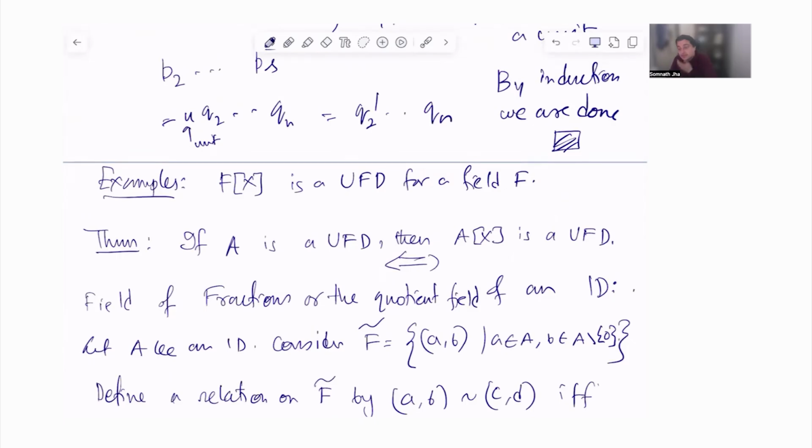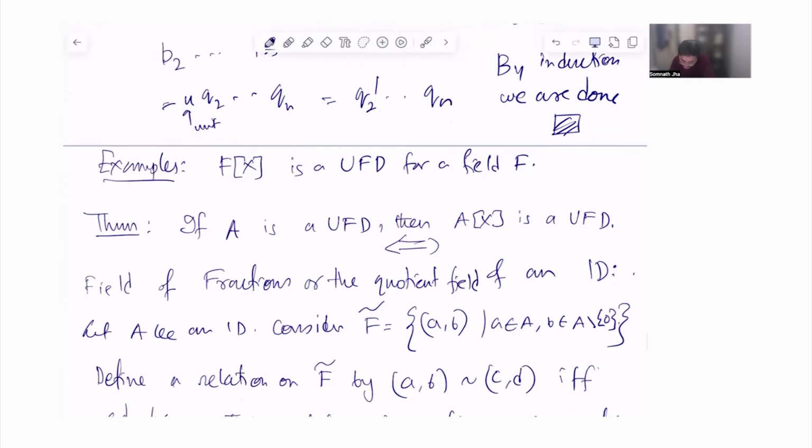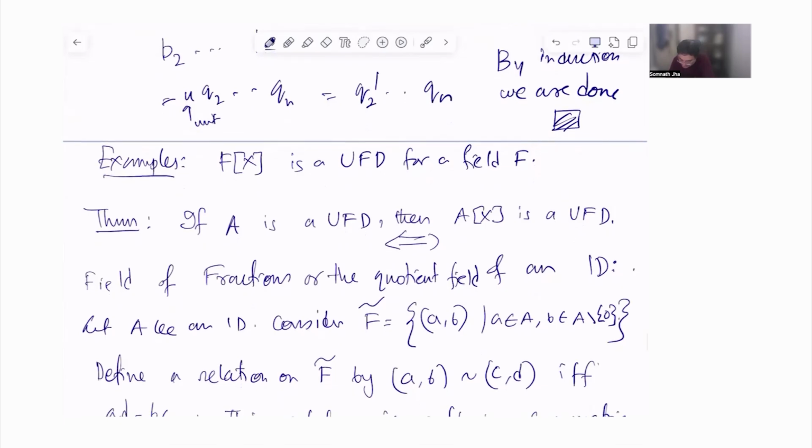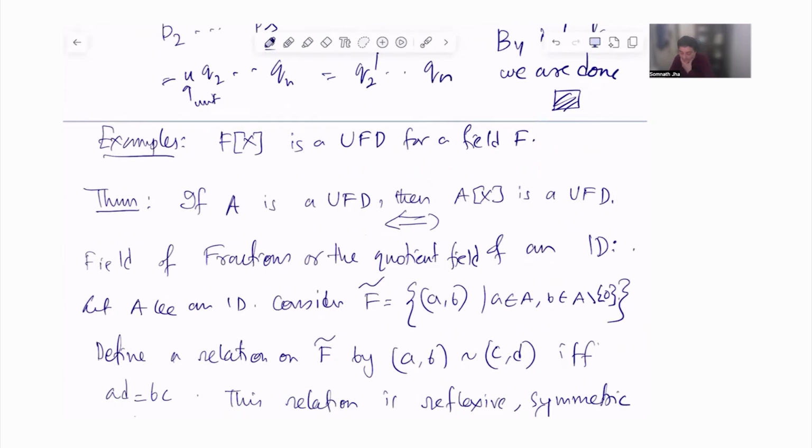where a is in A and b is in A minus 0. So it's not A cross A cross A minus 0. It's the Cartesian product of A and A minus 0. So you take all the elements on the first coordinate, and on the second coordinate you exclude 0. It's a set of tuples, and you define a relation on this F tilde.